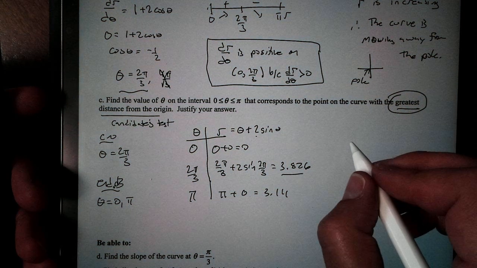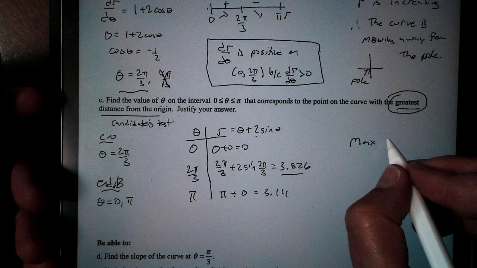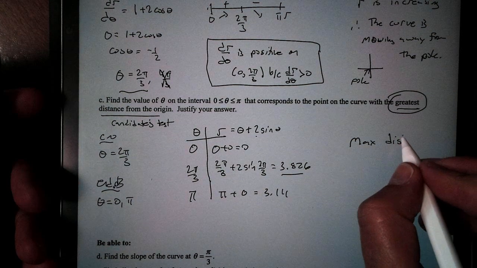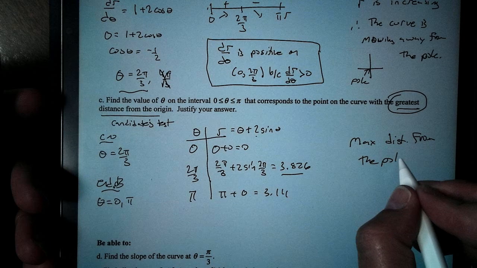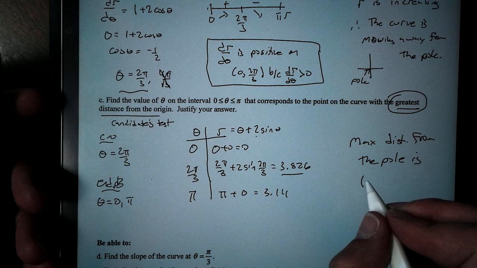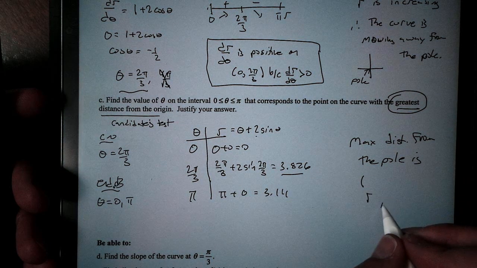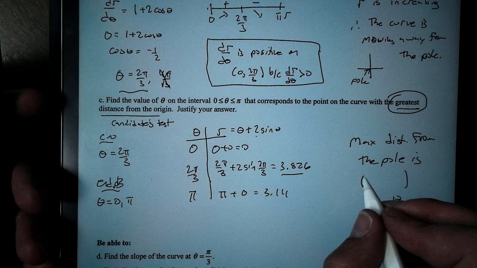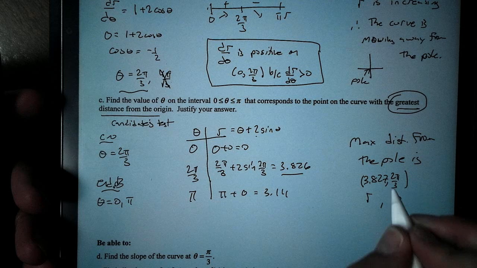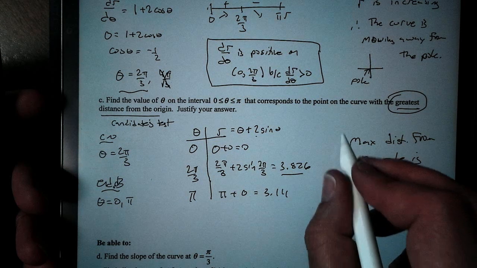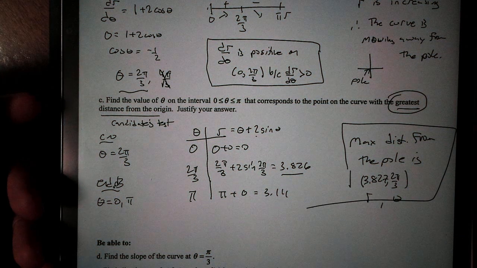Obviously here. So we can say that the maximum distance from the pole is going to be at the point, remember we're going to go r comma theta for polars, 3.826, 2 pi over 3. And that gives us our maximum distance from the pole.